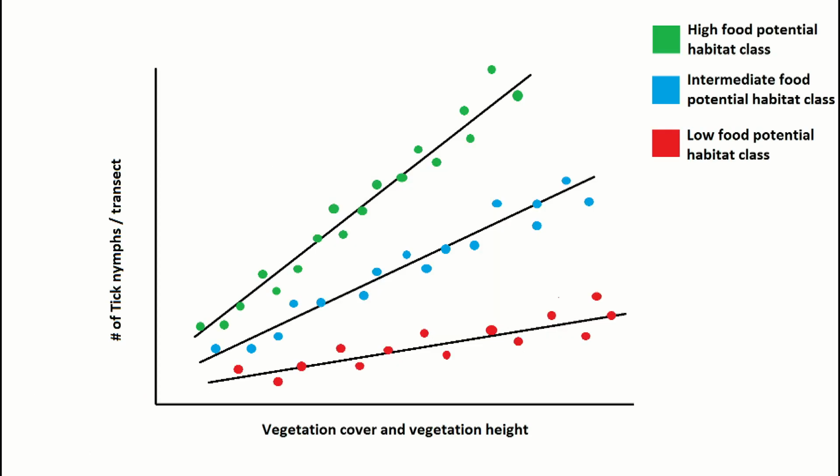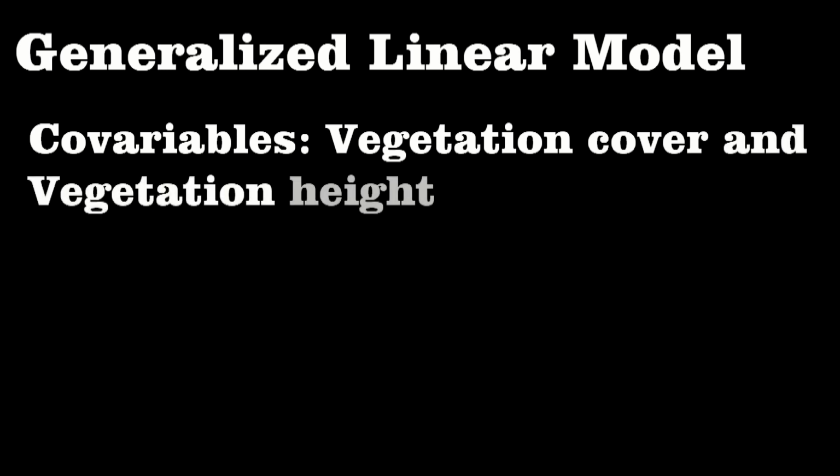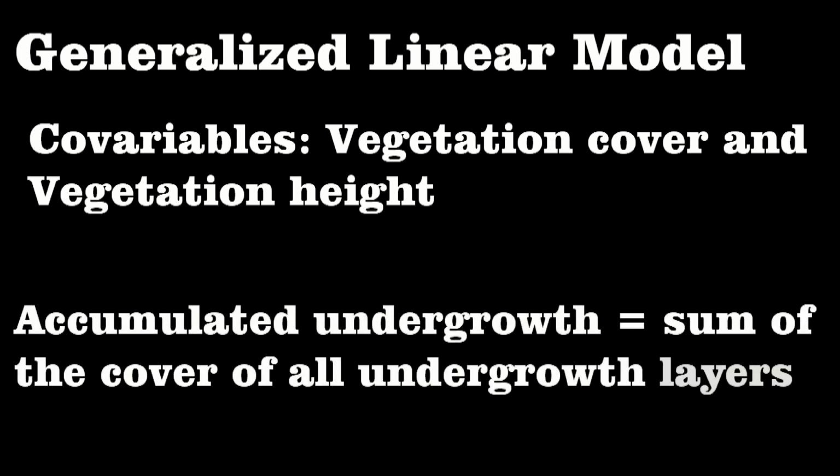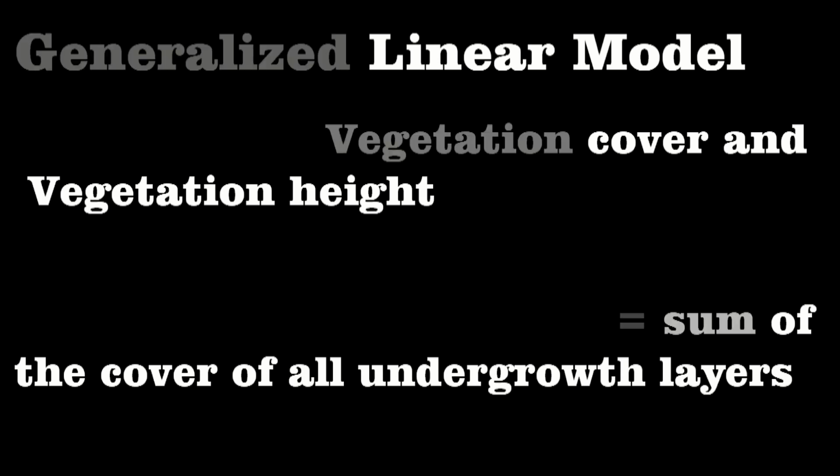Furthermore, we assume a linear relation between the undergrowth vegetation cover and the number of nymphs, as well as between undergrowth vegetation height and the number of nymphs. These relations will differ for the different food potential habitats, resulting in higher intercepts for the better food potential habitats. Again, a generalized linear model is used to analyze this prediction. The independent variables, cover and height, are included as covariables. The explaining variables are singly entered into the model. The variable accumulated undergrowth was added to describe the cover over all 3 layers and consists of the sum of these layers.